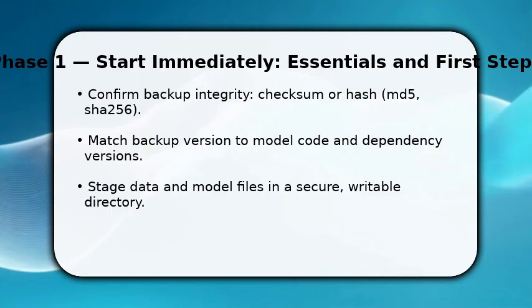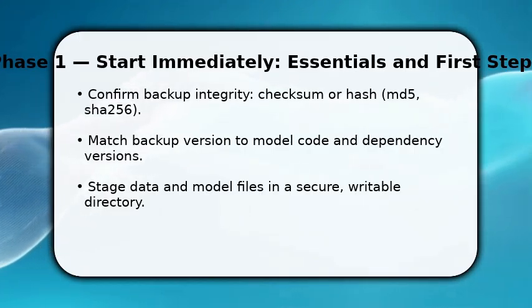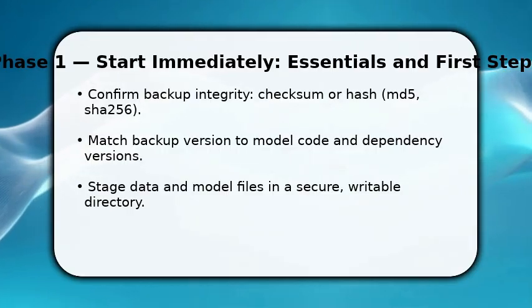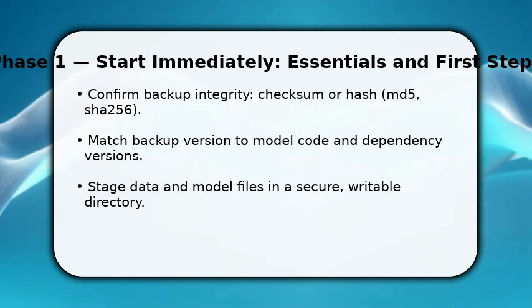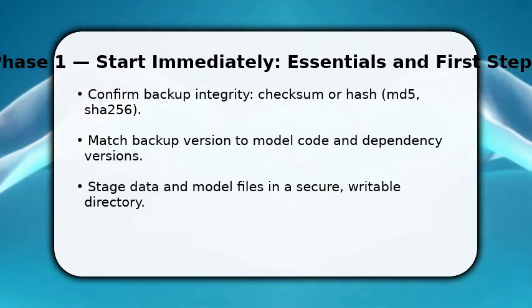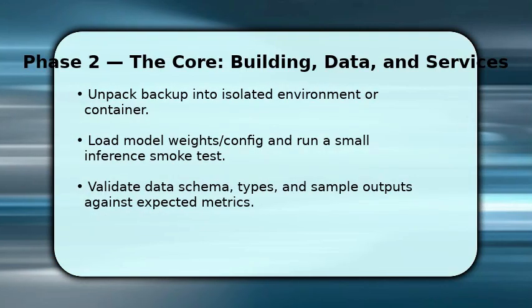You should stage both data and model artifacts in a secure, writable directory. Set permissions and note paths. After staging, create a small manifest listing file names and sizes, because you will reference this manifest during restoration and validation. You now unpack the backup into an isolated environment or container to prevent collisions.